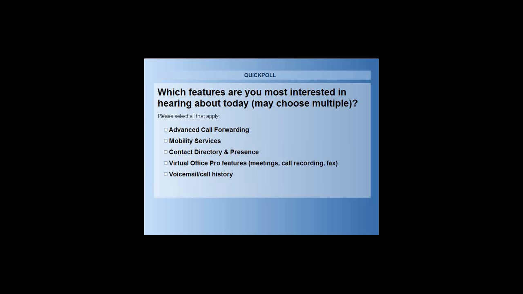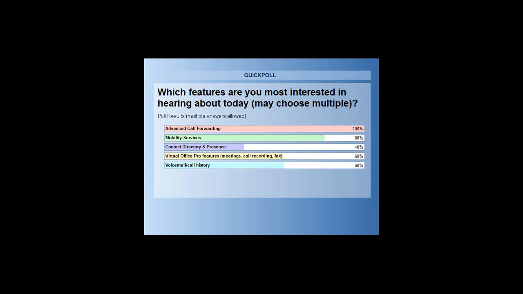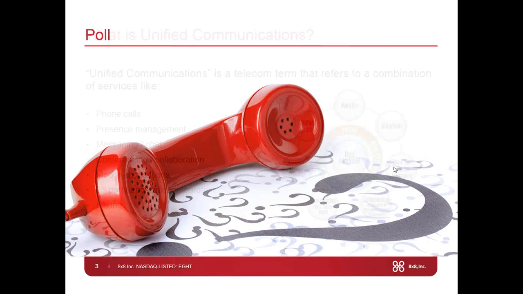All right, brilliant. It looks like the voting's slowing down, so I will close the poll and get on with it. All right, so I'm seeing a mix of interest in advanced call forwarding, mobility services, Virtual Office Pro, and voicemail history. All right, these are all great topics for you, and let's get started here.